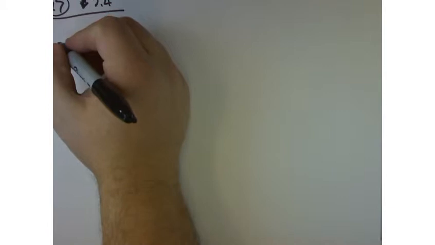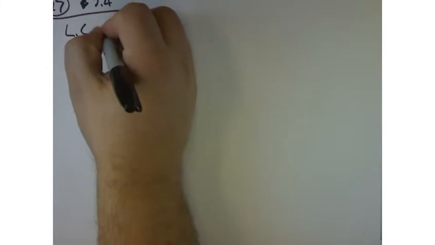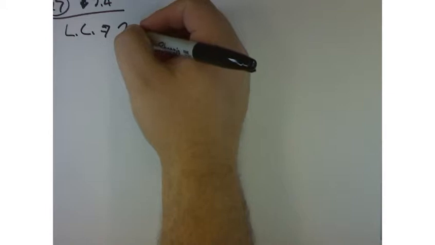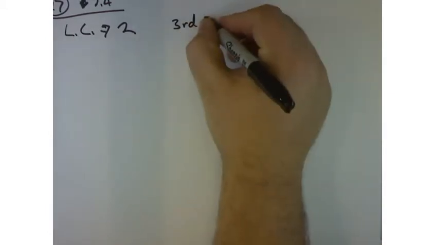So for problem number 27 from 2.4, we're asked to find a third degree polynomial. They're telling us to find the polynomial function with the leading coefficient of 2 that has the given degrees and zeros. So this is a third degree polynomial.